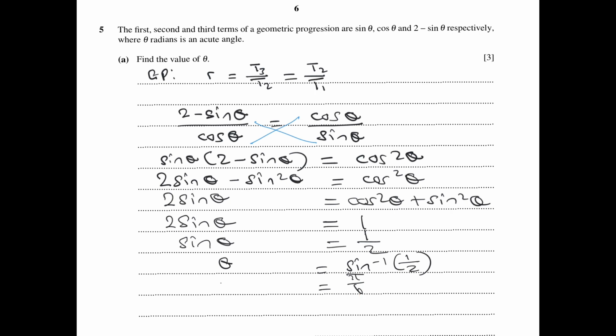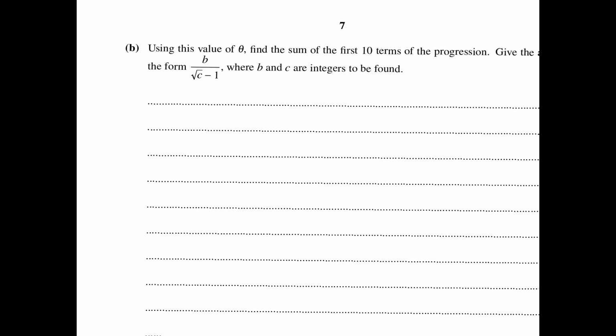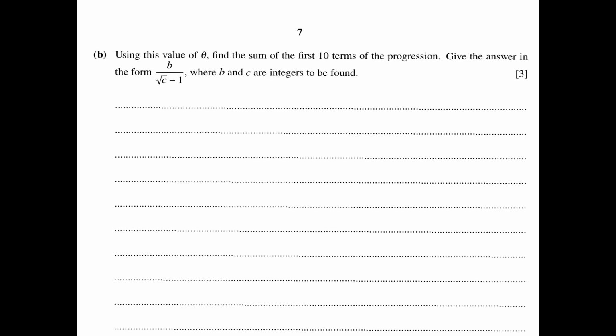All right, so we move on to the B part of the question. We are told that using this value of theta, which is pi over 6, find the sum of the first 10 terms of the progression and give the answer in the form b over square root of c minus 1, where b and c are integers to be found. If we are talking of the sum of the first n terms of the geometric progression, it means our n is equal to 10. So we are to find S10.